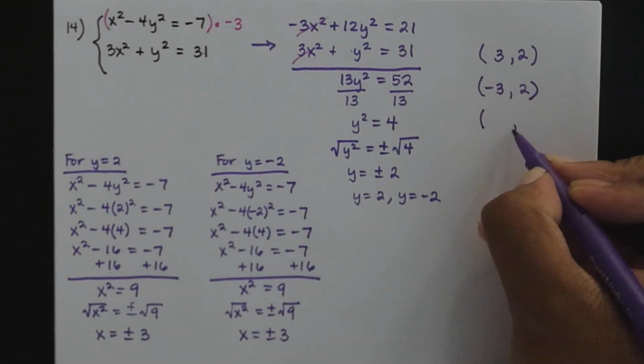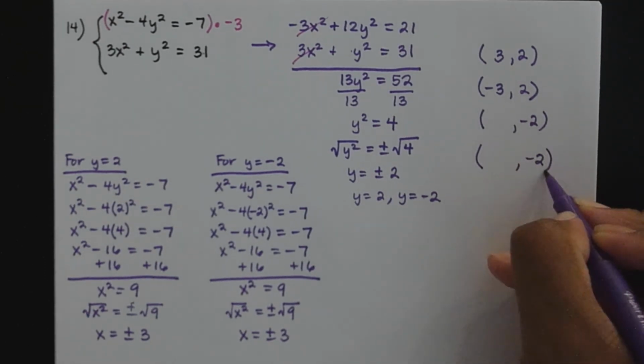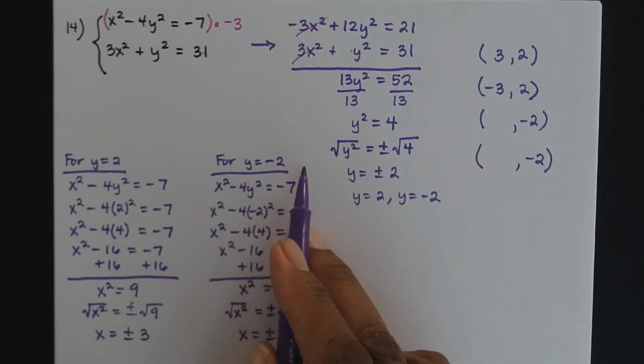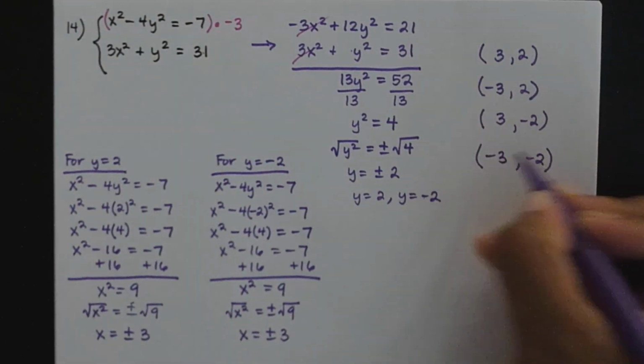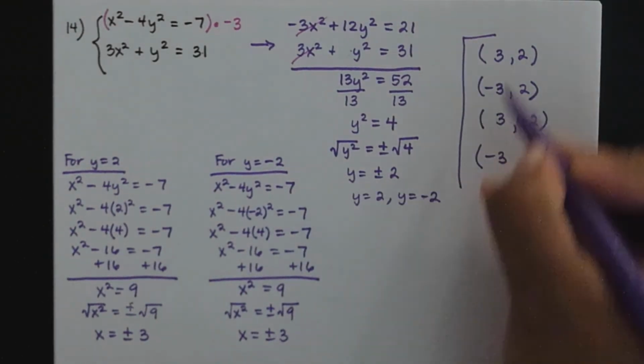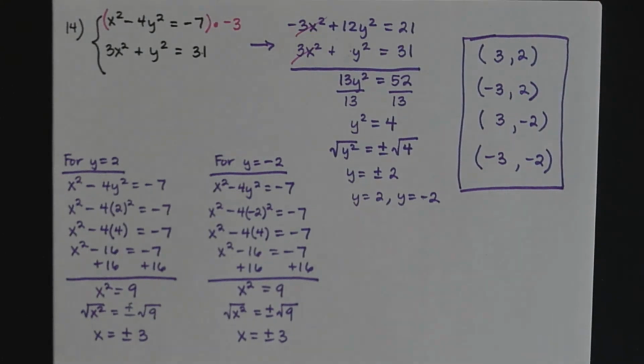So my y value was negative 2. For y is negative 2, I got two x values. One is positive 3, the other one is negative 3. So these four ordered pairs are the solution set that satisfies this system of nonlinear equations.